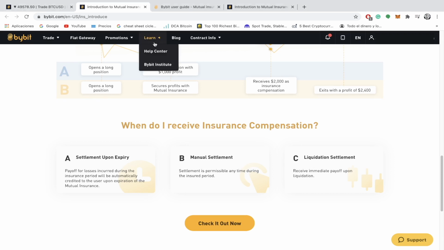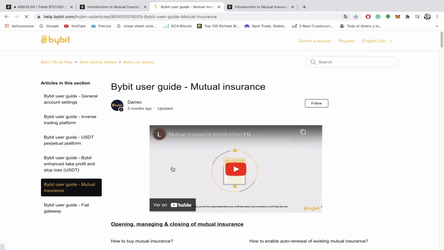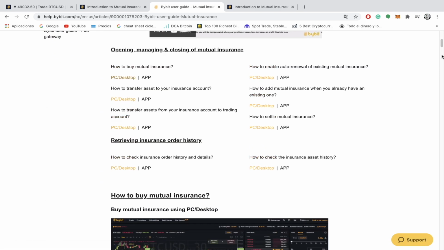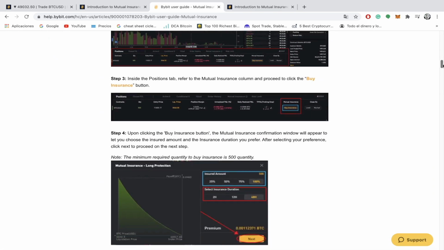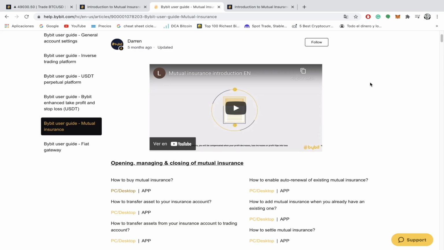Here at the top of the page, you can see a window where it says Learn. If you click on Help Center, you can see there is a window that says Bybit User Guide Mutual Insurance. If you click on here, you have the video that has a great explanation, and if you scroll down, it will show you step by step how to purchase the mutual insurance. Mutual insurance has purchases of 2 hours up to 48 hours. So this is more for scalping. If you want to do a swing trade of over 1 week, this is probably not worth it, as this is not going to be cheap.